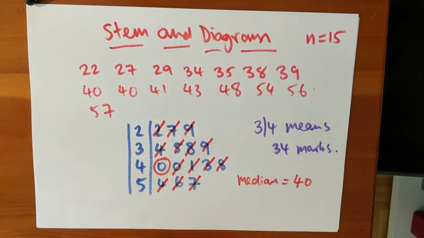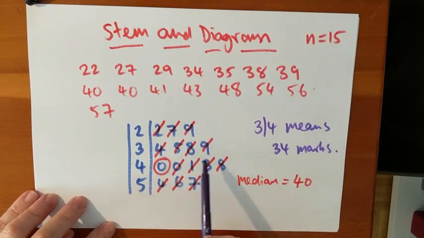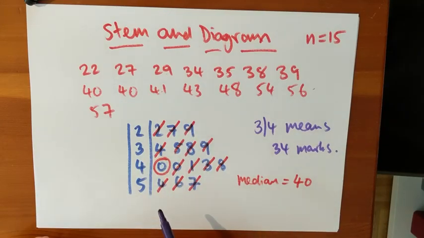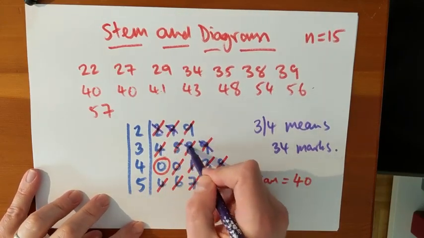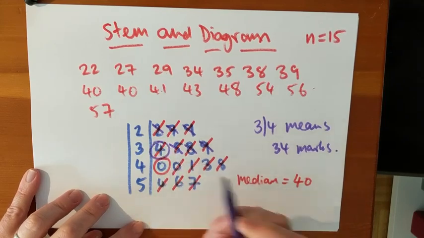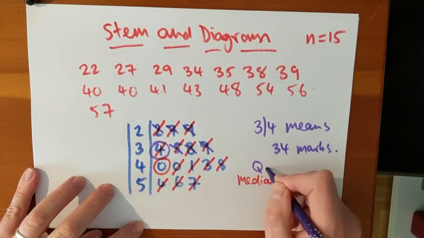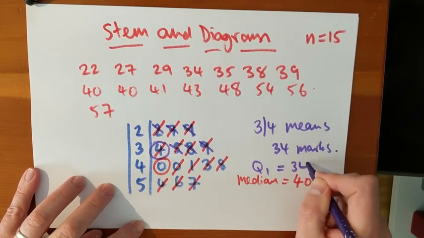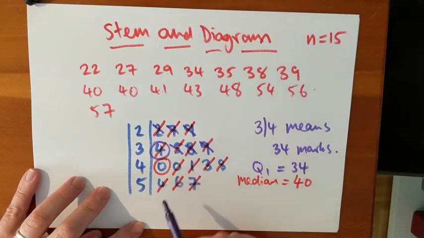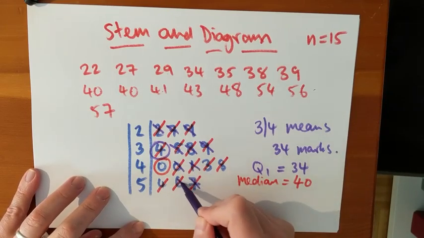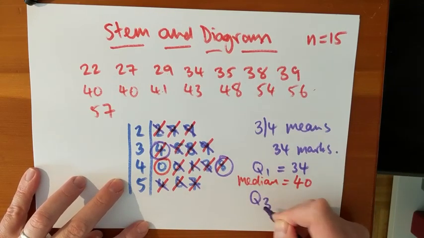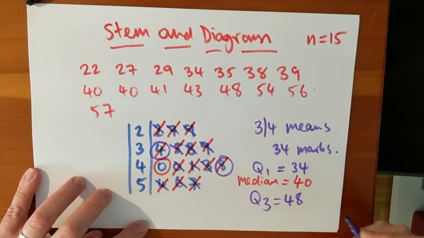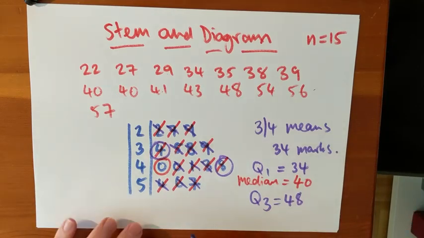If I want to find the lower quartile, that's the median of the numbers at the bottom. These lowest numbers will have the lower quartile as the median of just those ones. So lowest, highest, lowest, highest, lowest, highest, there we go. That's the lower quartile, sometimes called Q1, which is 34. And of the top numbers here, I've got lowest, highest, lowest, highest, lowest, highest, that 8 there, which is 48. So Q3 is 48.